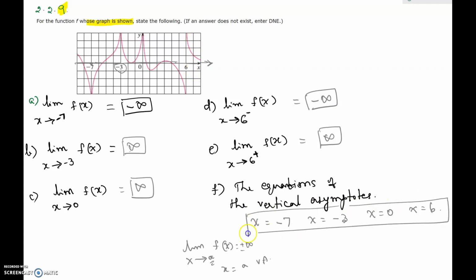So the equations of the vertical asymptotes are x equal to negative 7, x equal to negative 3, x equal to 0, and x equal to 6.